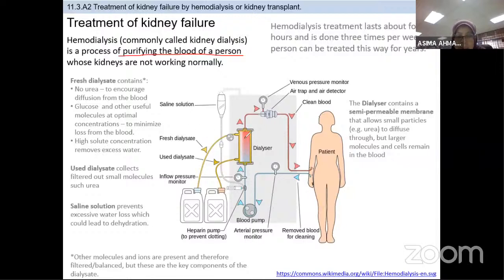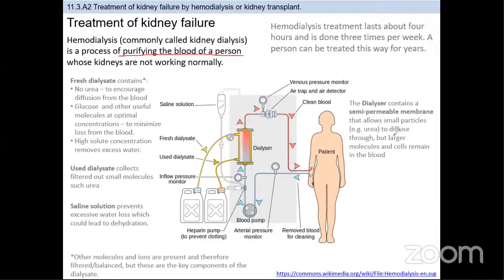So dialysate ni will be high in osmolarity lah, dia ada high solute concentration. Why? So that this will allow water to be removed from the blood, excess water to be removed from the blood. Alright, and then this dialyzer contains a semi-permeable membrane that allows small particles such as urea to diffuse through. But larger molecules and cells remain in the blood. So macam the ultrafiltration process lah.